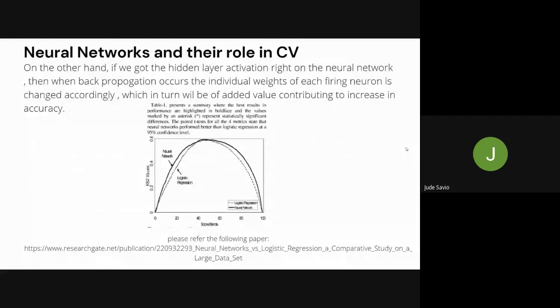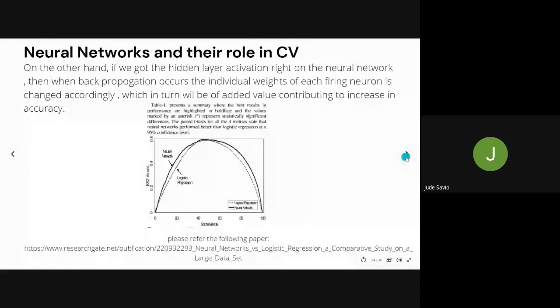This is a paper depicting a binary classification better than logistic regression, which gave us a 95% confidence level. So marginal, but in spite of that, you can also refer to this paper, which I've linked here, once you're done with this presentation.